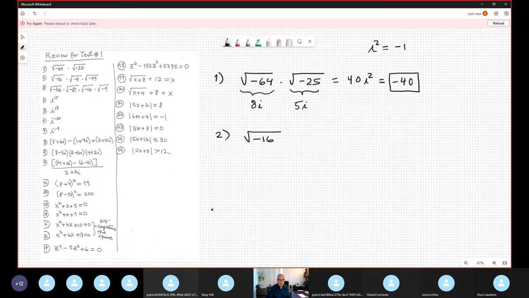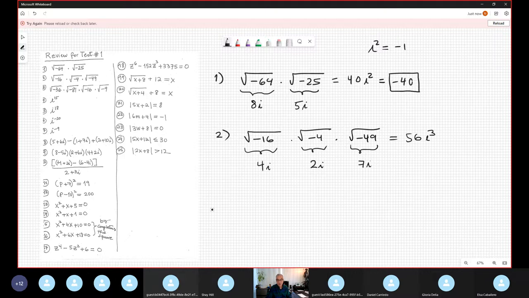Everything is clear. Now the second: square root of negative 16, negative 4, and negative 49, multiplied. Everything under a square root is a negative number, so we expect an imaginary solution. One by one, this is 4i, this is 2i, and this is 7i. Now you multiply: 4 times 2 is 8, 8 times 7 is 56. 56i cubed, because we have three i's. But you need to know that i cubed is negative i. Therefore, it is minus 56i. Okay? This answer is correct, but it's incomplete without knowing the powers of i.